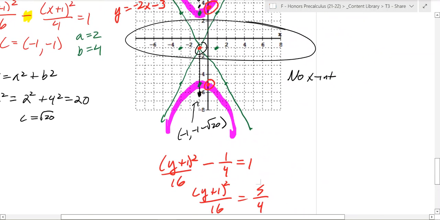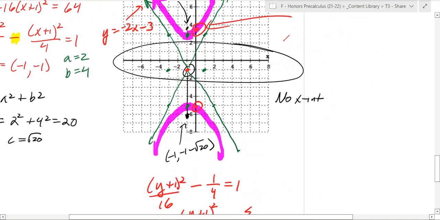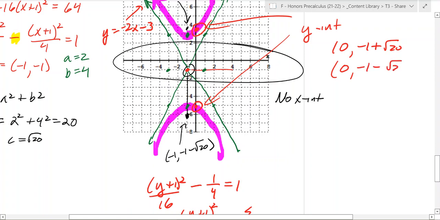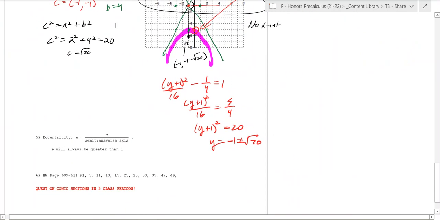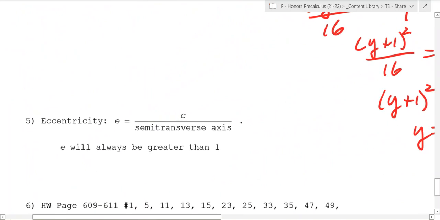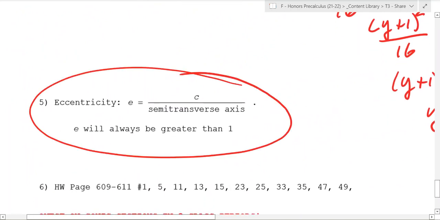So that means the two y-intercepts are going to be 0, comma, -1 plus the square root of 20. So go up because you start at -1 right here, and then you get 0, and then you have -1 minus the square root of 20. So it's a lot of mechanical repetition, but it's pretty cool that you can get something that smooth from this. And remember that the eccentricity can also be defined here. Eccentricity is equal to c over the semi-transverse axis, and the diagram for that is above.